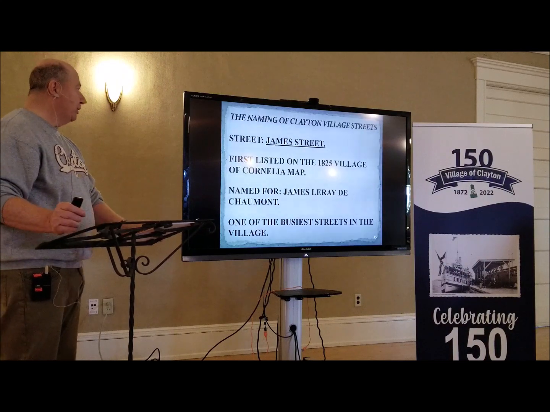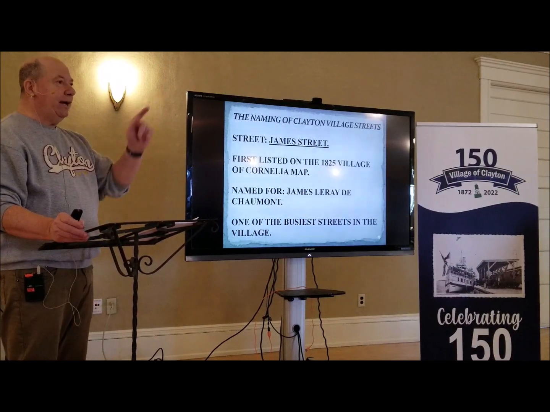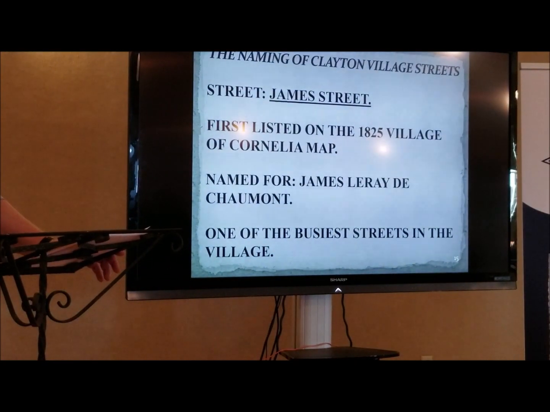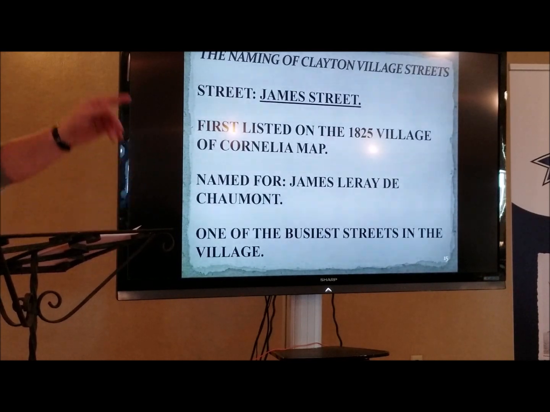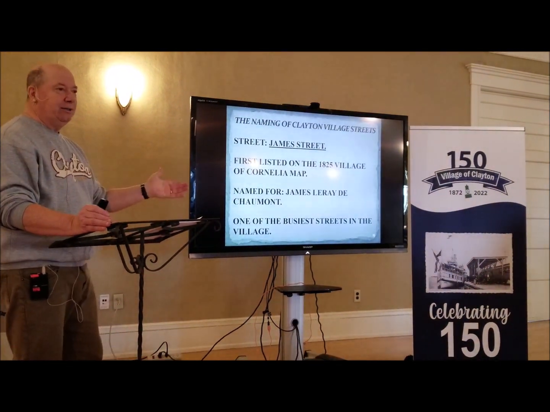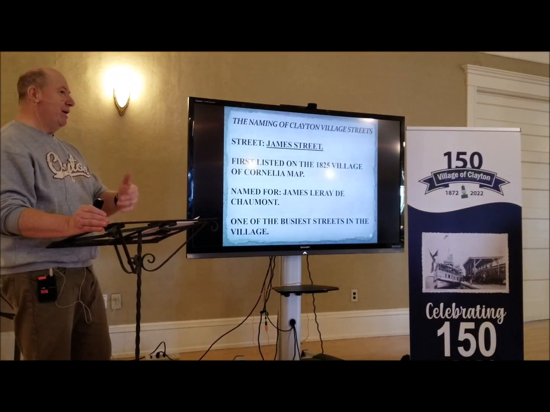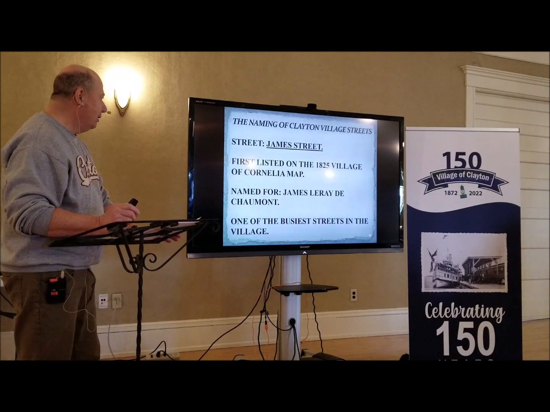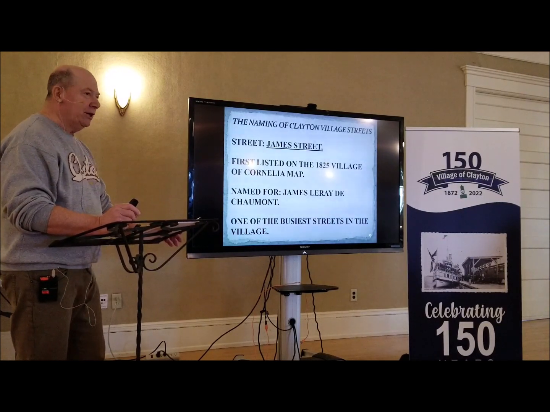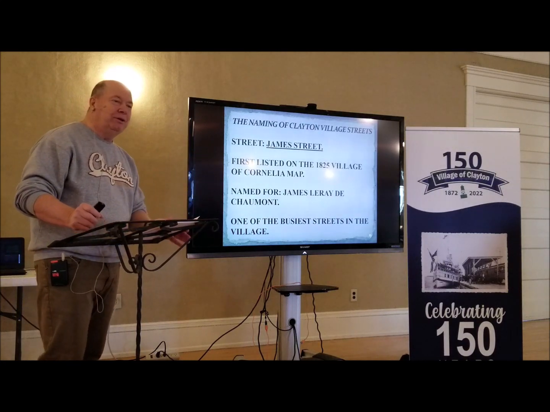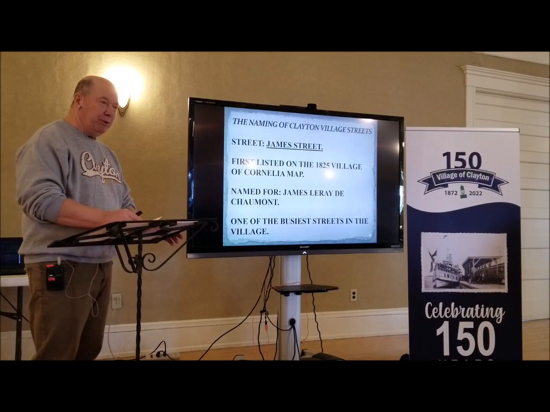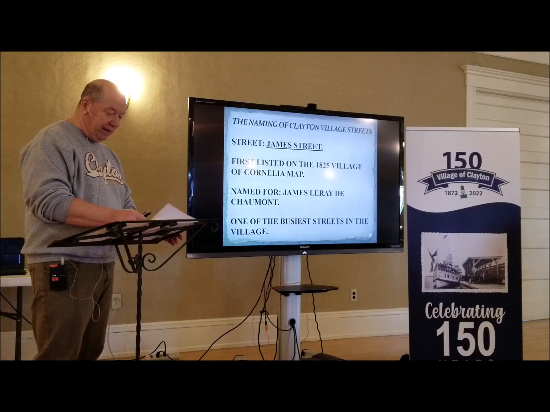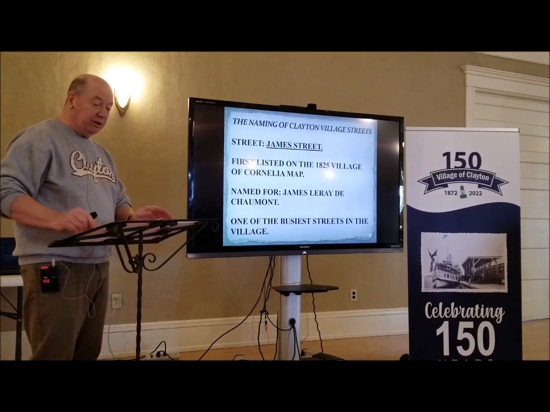All right. James Street, also listed on this 1825 map of Cornelia, and named for James LaRae de Chaumont. Now again, Vincent LaRae is the one that did this map. This is his father, all right? So he's recognizing fathers. He might be recognizing brothers. He may be recognizing sisters. You will see more. But one of the busiest streets in the village, obviously so. Everyone coming into town is pretty much going to go down James Street, all right? It's always been James Street. I don't believe it'll ever change and become anything else. I hope it doesn't.